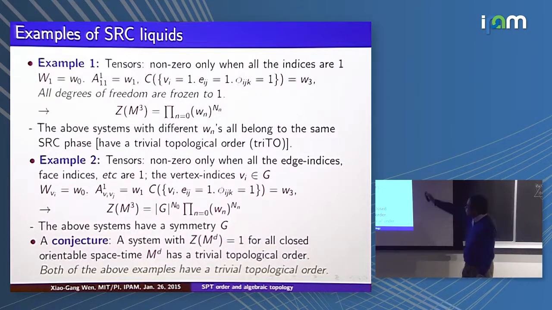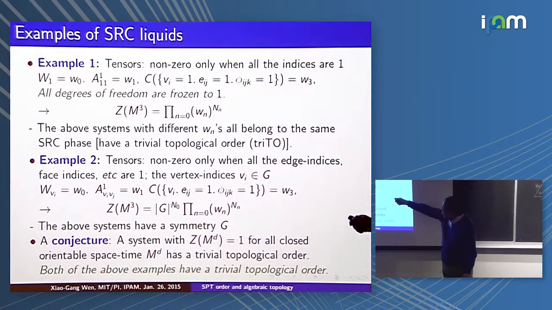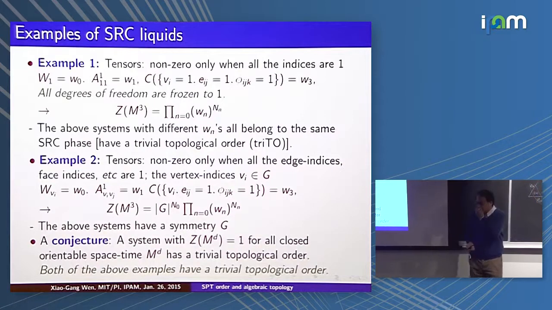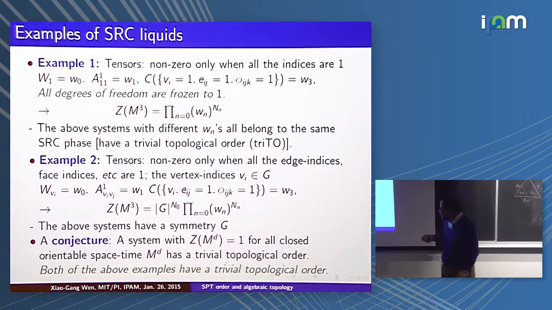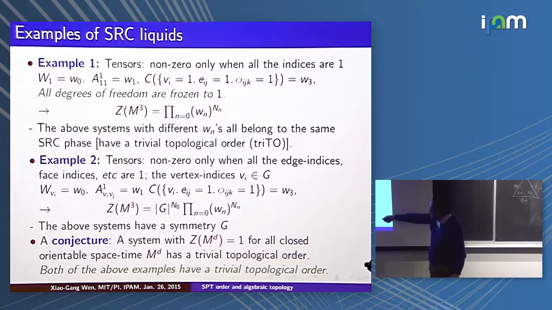Also, you can see that on this trivial phase, there's a special case where all the weights W1, W0, and so on are equal to 1. So the partition function equals 1 for an arbitrary space-time manifold. This led to a conjecture: if the partition function is equal to 1 for arbitrary orientable space manifolds, then such a system must have a trivial topological order. This example satisfies it, but here I'm saying any system with this property belongs to the same phase. They are equivalent to this particular trivial setup.